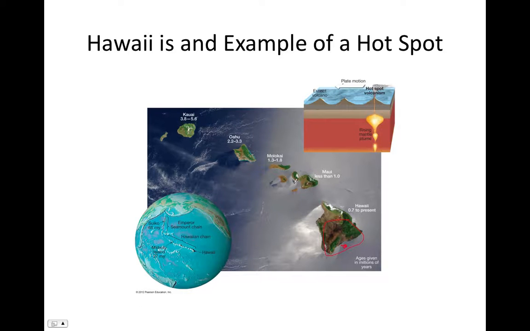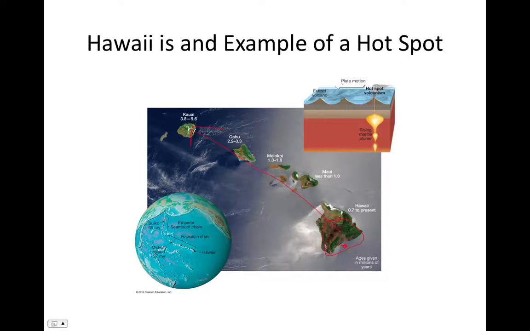In Maui, you see volcanism has occurred here between 0.7 and 1 million years ago. As you move further this way, Molokai, volcanism occurred here 1.3 to 1.8 million years ago. Oahu, 2.2 to 3.3 million years ago, and Kauai, 3.8 to 5.6 million years ago. So as we move in this direction, we see that the age of the volcanoes becomes older, and so this marks the direction in which the Pacific plate is moving.